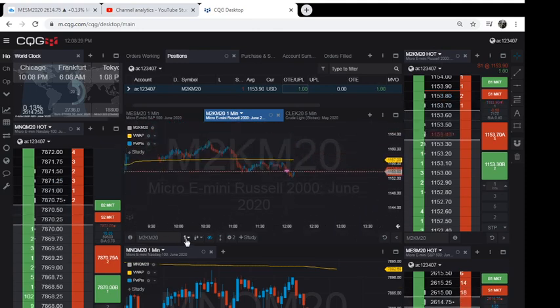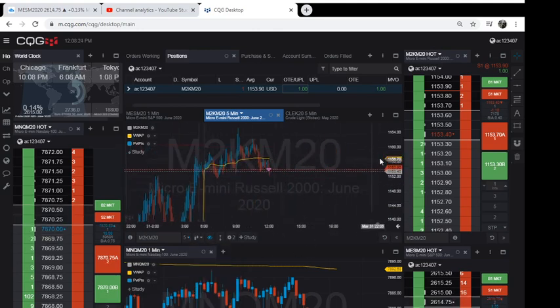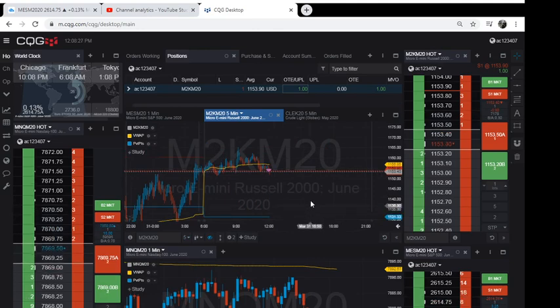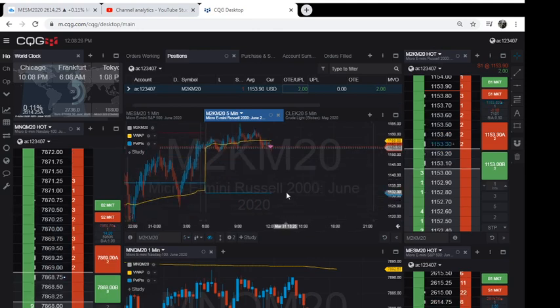Oh, it's so hard to see, so I will enlarge it to the 5-minute chart. Okay, hope you can see it clearly. There's a pivot level over here, so there's a high tendency for the market to reach this.